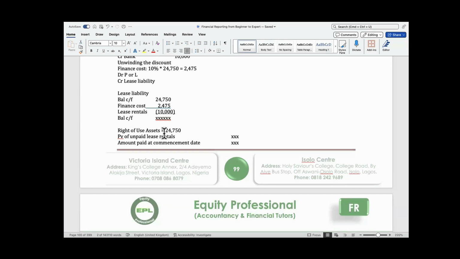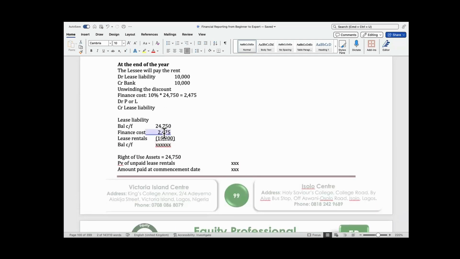I have a question. Assuming the lease payment did not start at the beginning of the year, maybe towards or at the end of the year, how do you calculate or account for it? That's what I've just explained. Oh, I understand. That's everything we have done here now.